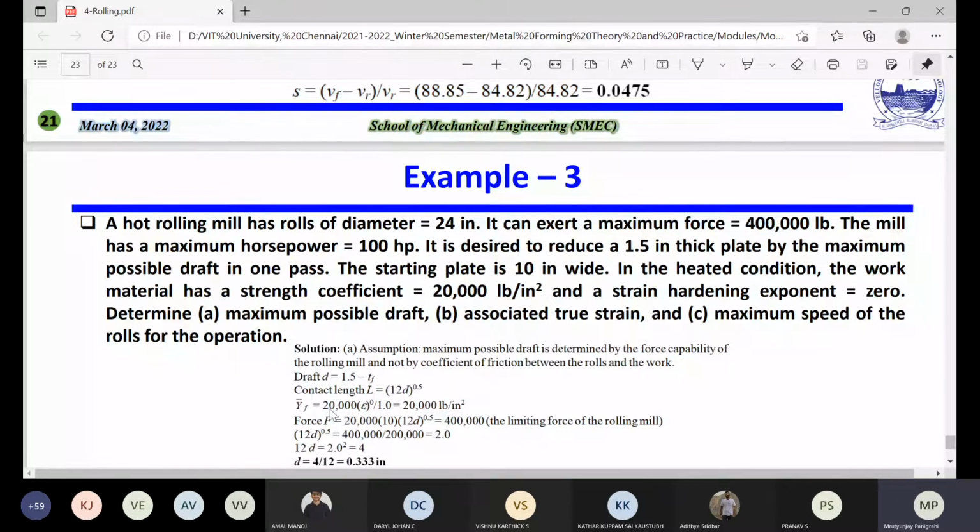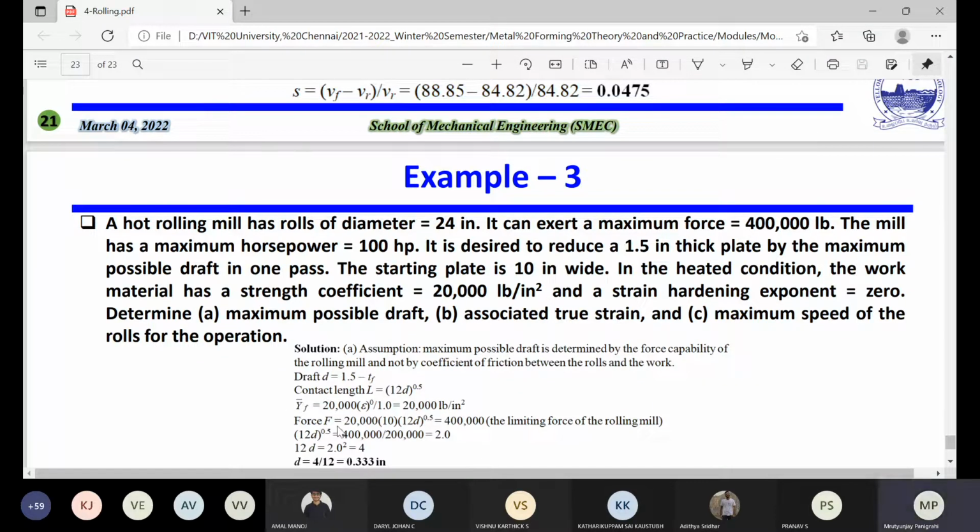But in exam, some students, even if this comes equal, they directly write YF bar equal to K. But you have to put the value, then only you will get YF bar equal to K. Directly you cannot put.